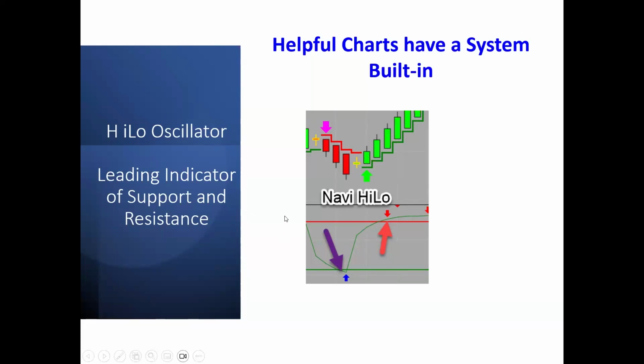Another indicator we have is the high-low oscillator. It shows you kind of a leading indicator of support and resistance. It'll give you a blue arrow on support and a red arrow at resistance.